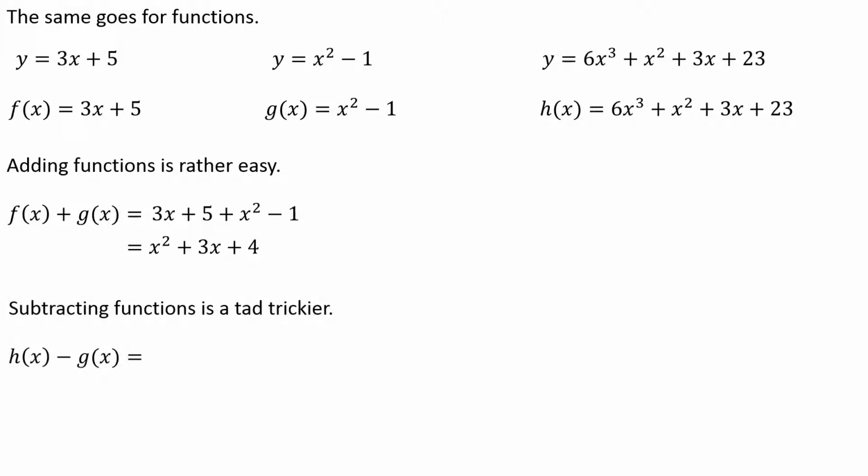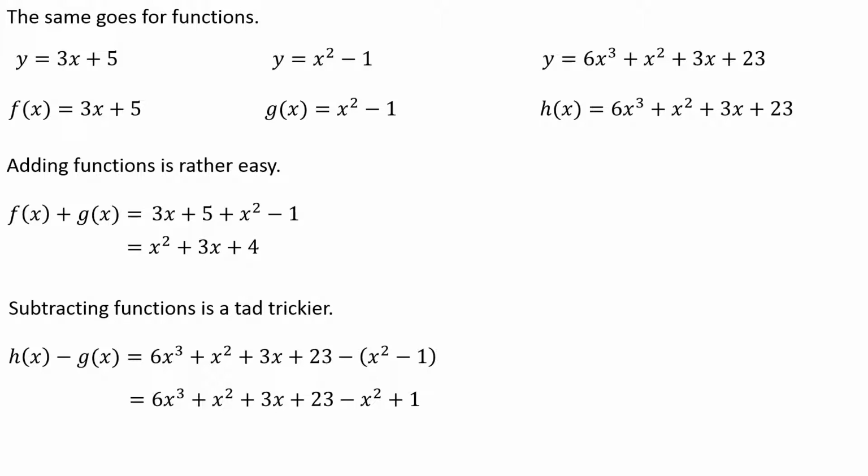Only thing I really need to be careful about with subtraction is that I'm actually subtracting the entire function. Look at what I did with g of x here. I put it inside parentheses. So first I've got my h of x, the 6x cubed plus x squared plus 3x plus 23. But then I have to subtract the entire function. So think about the distributive property. Negative times x squared is negative x squared. Negative times negative 1 is a positive 1. And now it's just like we were adding again.